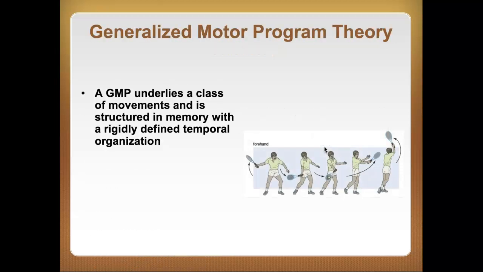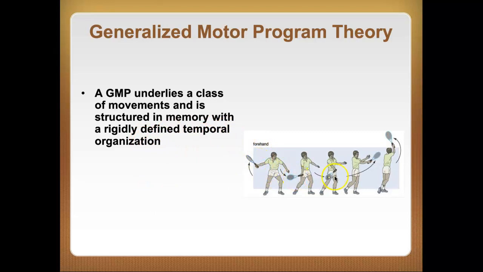So that's where generalized motor program theory comes in, and this attempts to explain the variations. General motor program theory underlies a class of movements that is structured in memory. So the forehand that we have people practice, the jump shot we have them practice, is structured in memory with a rigid, defined, and they call it temporal organization, as in your brain organization.